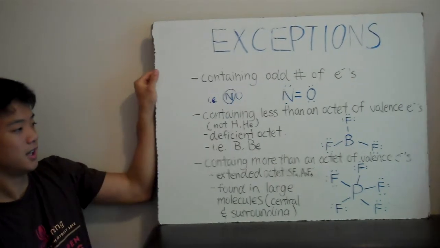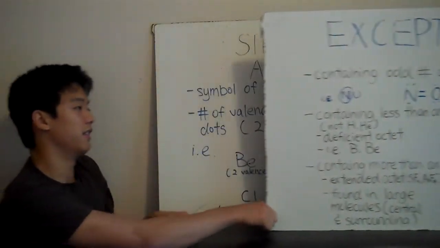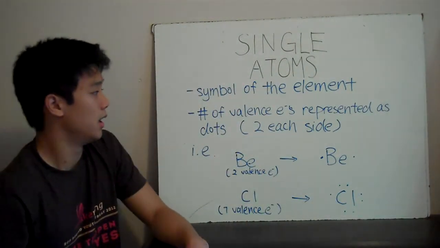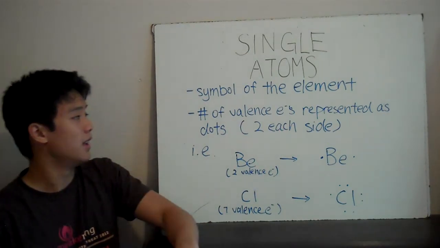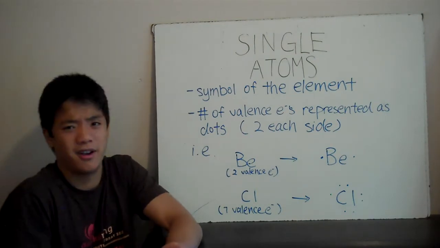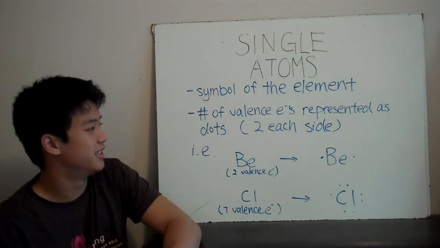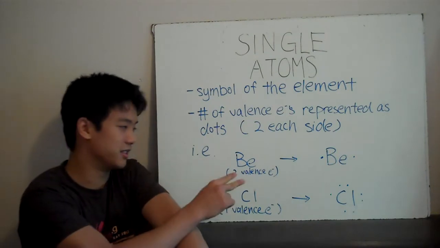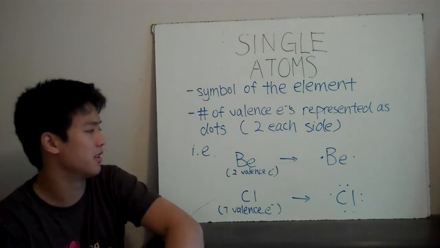So now, after we've discussed formal charges and octet rules, let us move on to drawing Lewis structures. First of all, let's look at how to draw single atoms. Basically, you only need to know 2 different steps. First, know the symbol of the element, which is found in the periodic table. Also know the total number of valence electrons, which will be represented as dots, with at most two dots on each side. This can also be seen from the periodic table.